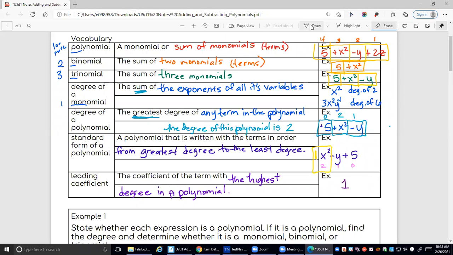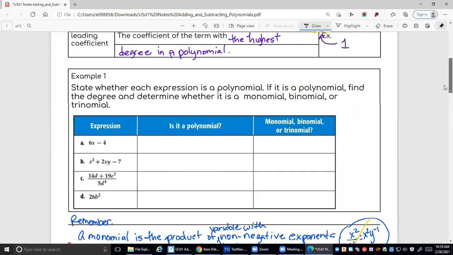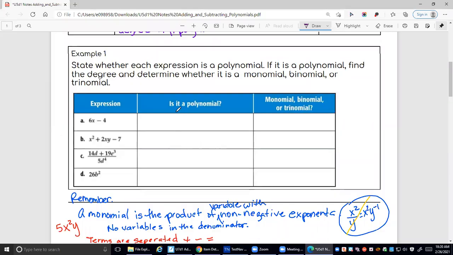All right, let's practice a little bit. I'm going to make a little arrow going there. Let's get into example number 1 here. I'm going to give you about a minute, and I want you to fill out this table the best you can. I'm going to pause the video here. All right. So basically, is it a polynomial? Yes.